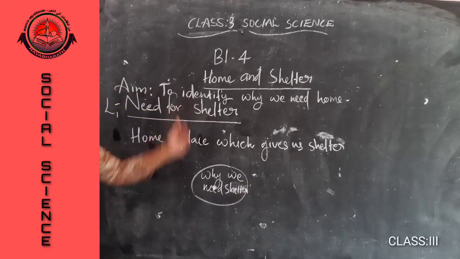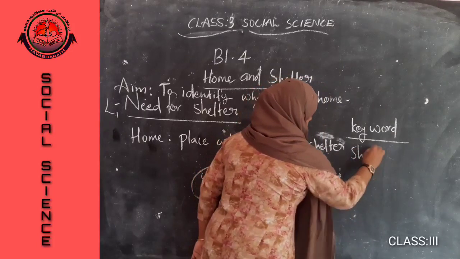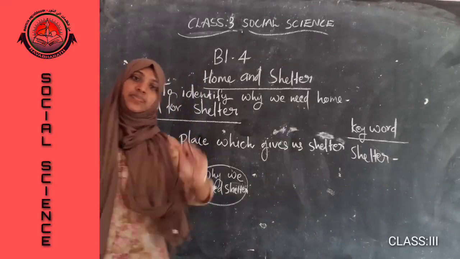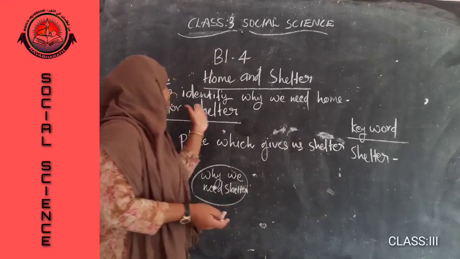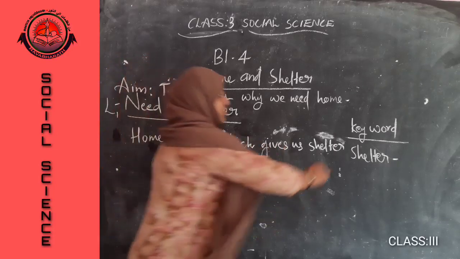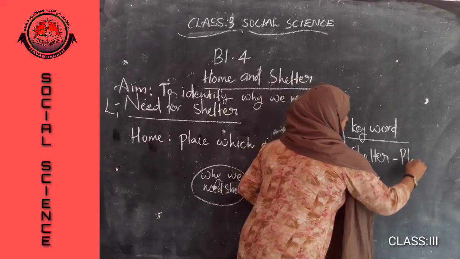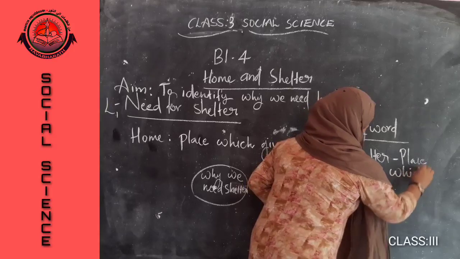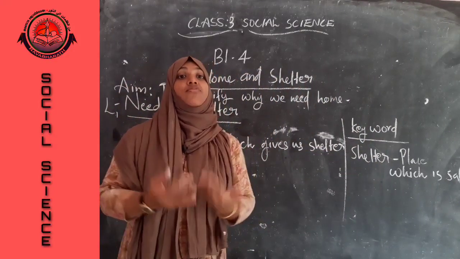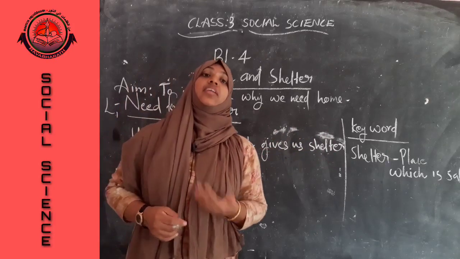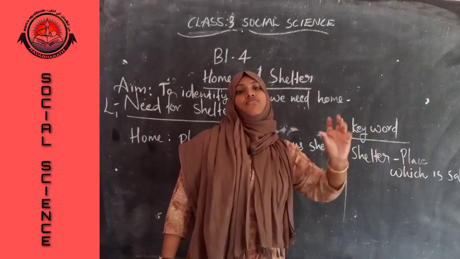What is shelter? Do you know what shelter is? It's a key word. We know that everyone has their own home. It gives us shelter. Home is a place which gives us shelter. What is shelter? Shelter means the place which is safe, a safe and comfortable place. The place which is safe and comfortable for us, that is shelter. Understand?